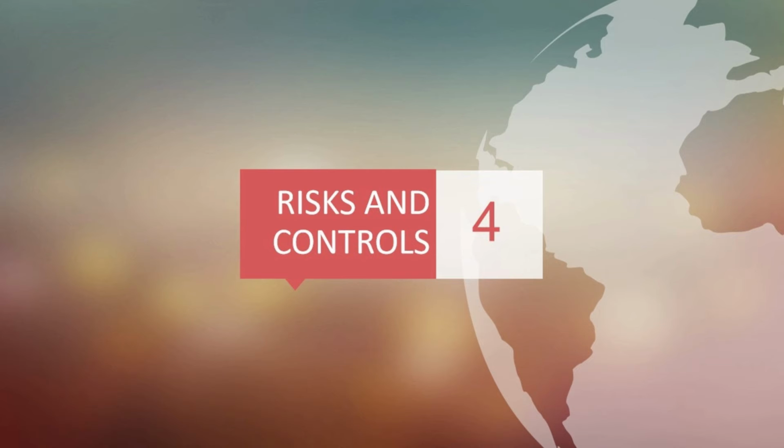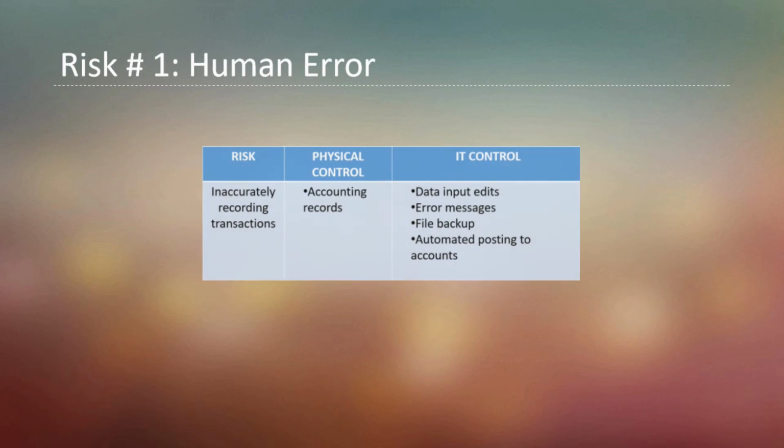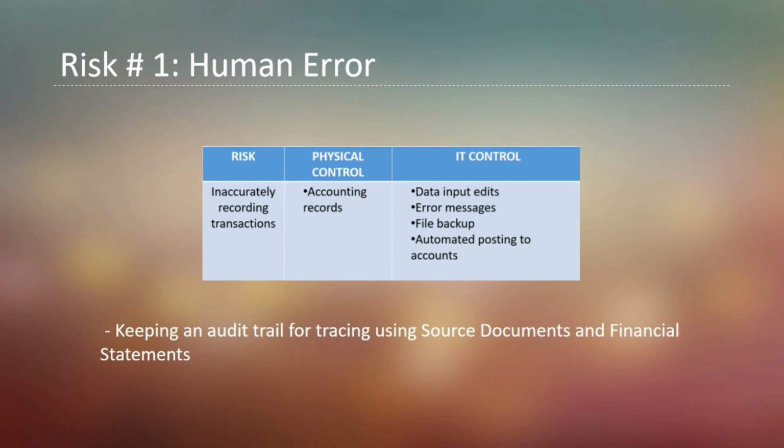We will be discussing risks and controls that can be applied when problems arise within the payroll system. Risk number 1 is that users inaccurately record transactions, cases which occur from human error. To counter this, keeping an audit trail for tracing a transaction from source documents to financial statements can help identify misstatements, usually in the form of physical accounting records.